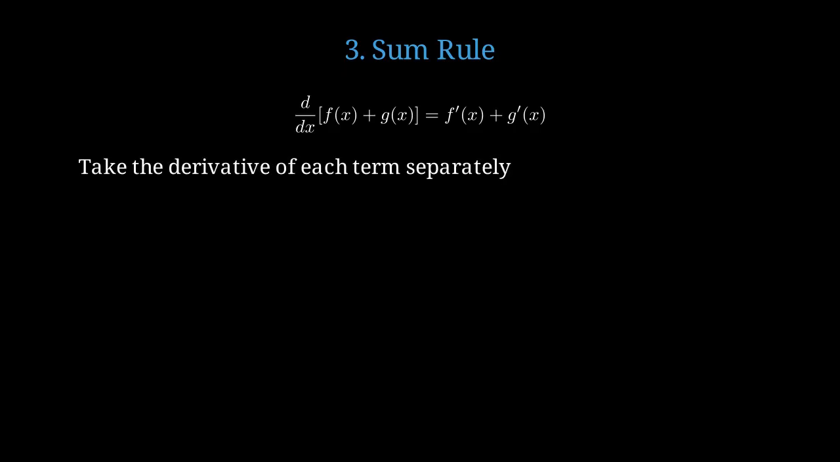For polynomials with multiple terms, we use the sum rule. The derivative of a sum equals the sum of the derivatives. We can differentiate each term independently and add the results. Let's find the derivative of x cubed plus 2x squared plus 5x. The derivative is 3x squared plus 4x plus 5.